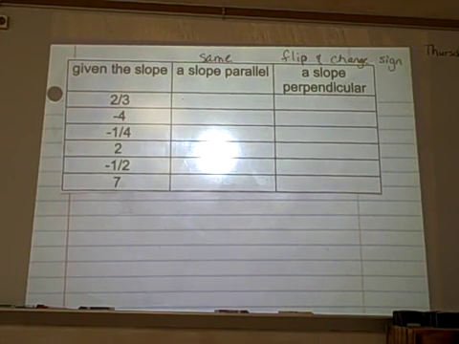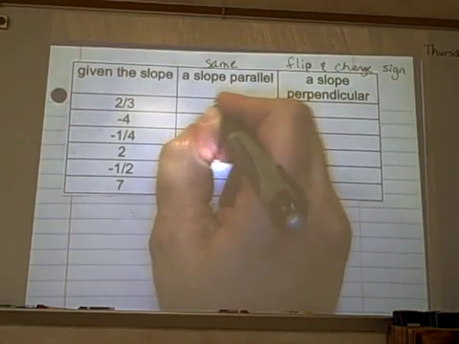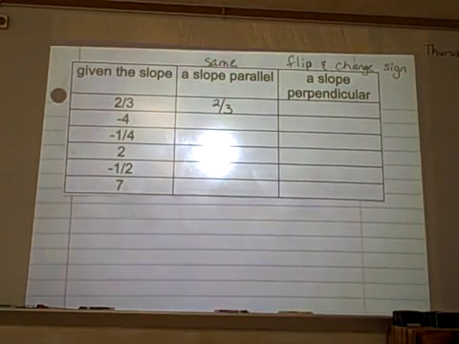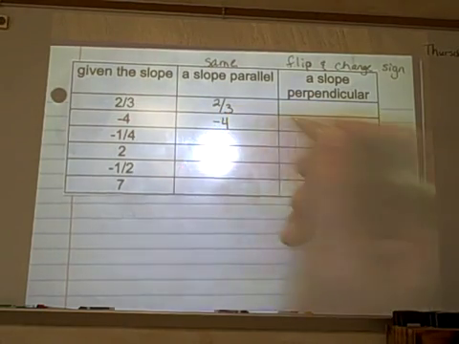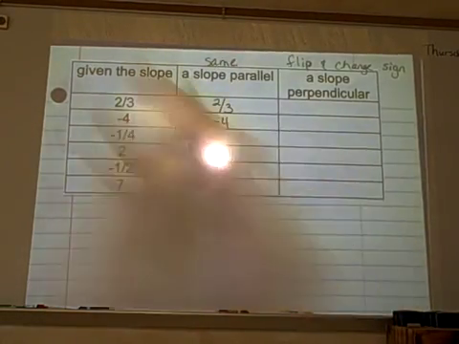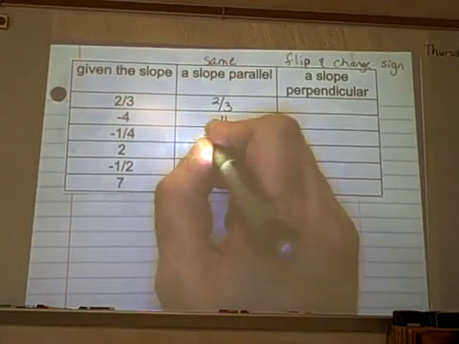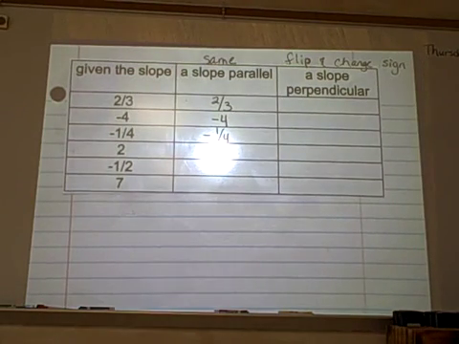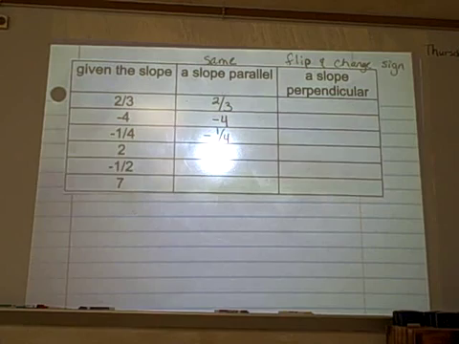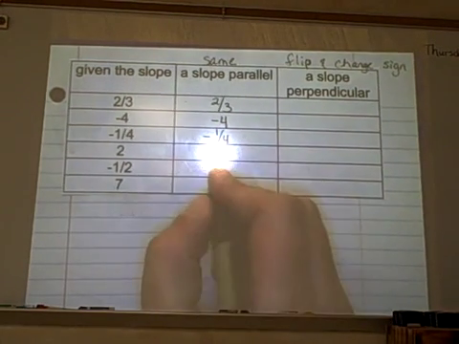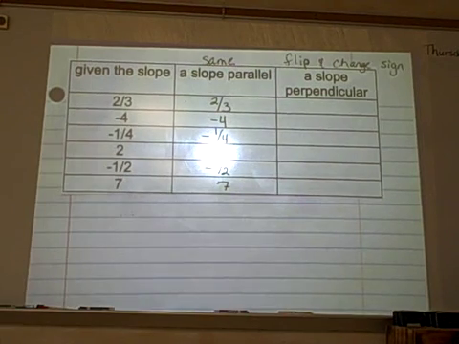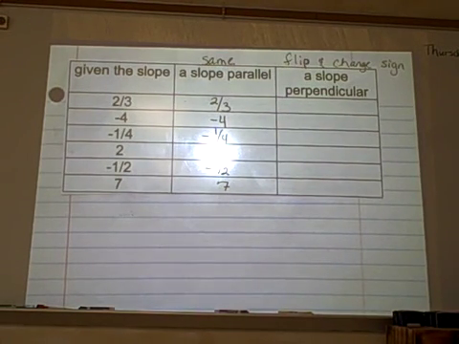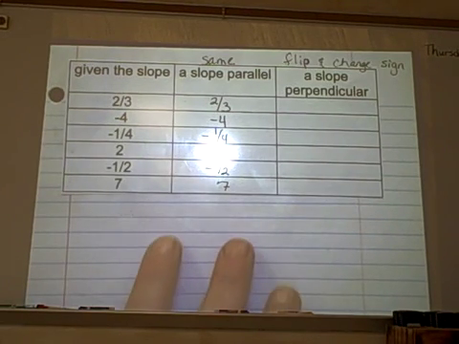So if I give you a slope of 2/3 and I need a parallel slope to that, it's going to be exactly the same. So it should be 2/3. If I give you a slope of -4 and I need a parallel slope to that, what should it be? -4. This first column, it's just a gimme. They're all exactly the same. A slope of -1/4, the parallel line is going to be -1/4. A slope of 2, the parallel line is going to be 2. A slope of -1/2, parallel would be -1/2. The slope of 7, parallel would be 7. Everybody understand that? Because that's the easy one. You don't really have to do anything to it.